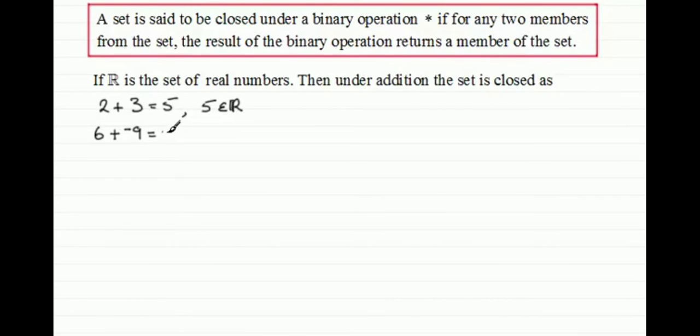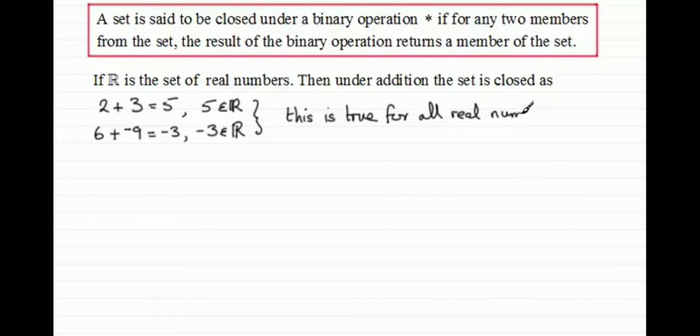Let us see another example. 6 plus minus 9. The answer is minus 3. Minus 3 is also a real number. Therefore, in these two examples, we arrive that the addition operation is closed because the resulting answer belongs to the set. Hence, we can say that this is true for all real numbers.